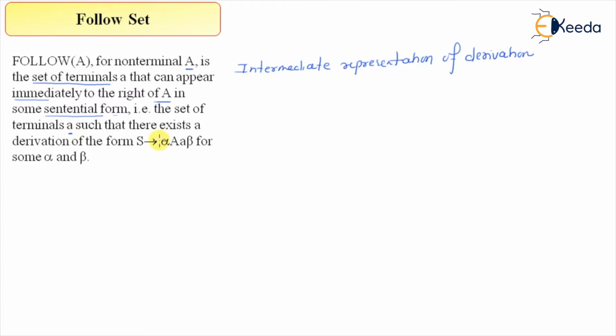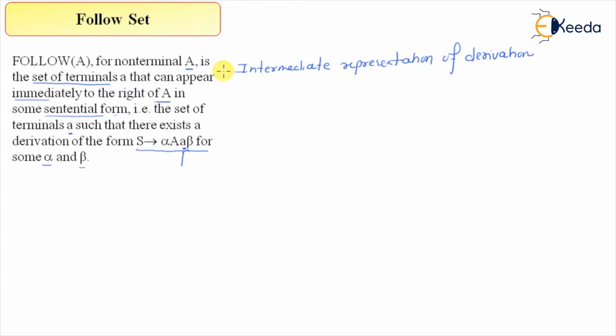That is, the set of terminals a such that there exists a derivation of the form S derives alpha A a beta, for some alpha and beta. See that after capital A the symbol small a is coming. So after A there is a symbol that can appear in some sentential form, and we want to put them in a set, and that is called the follow set. We have already covered the first set and now we are talking about the follow set.